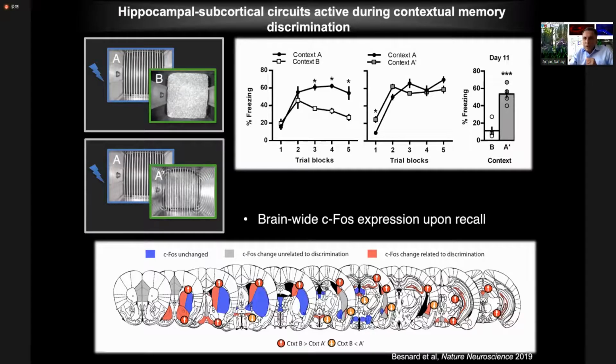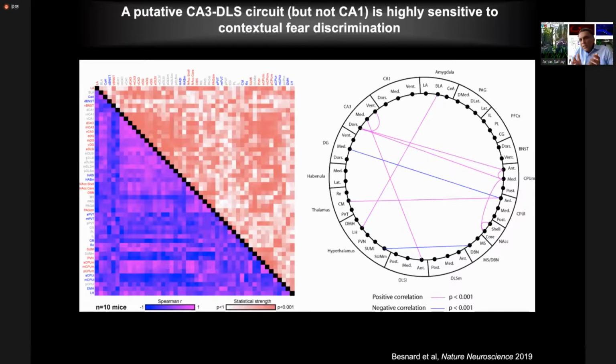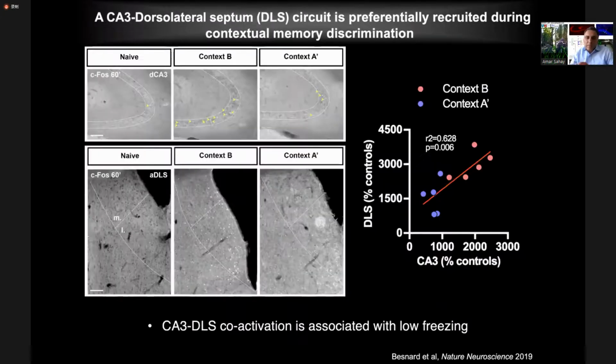What we found, to our surprise, was that a dentate gyrus, CA3, dorsolateral septum circuit was highly sensitive to the animal's context discrimination performance. This is in contrast to hippocampal CA1 that appeared to be largely insensitive to whether animals exhibited high levels or low levels of discrimination. As shown in the next slide, you can appreciate how high levels of activity in CA3 and in the dorsolateral septum are correlated with low levels of freezing behavior. This is not true, for example, with activity in CA3 and the amygdala.